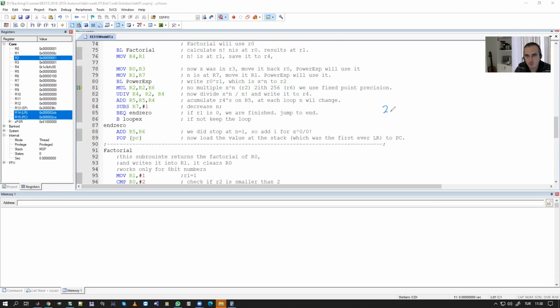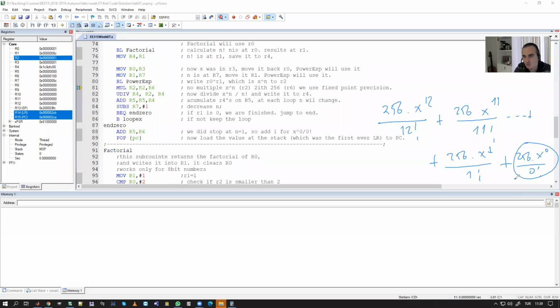You'll remember the loop: 256 times x to the 12 over 12 factorial. In the next loop, I'll be calculating x to the 11 over 11 factorial. It goes on like this until I calculate 256 times x to the 1 over 1 factorial. And finally, I will calculate 256 times x to the 0 over 0 factorial, which is 256. But this one is not inside the loop. It is here as a final addition. And I calculate it. That's how it works.